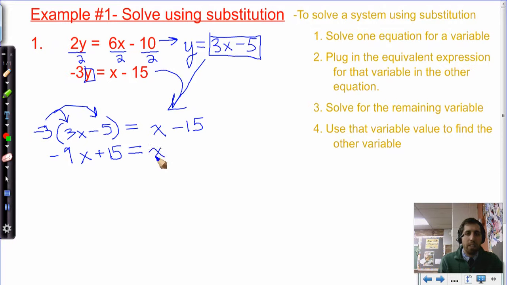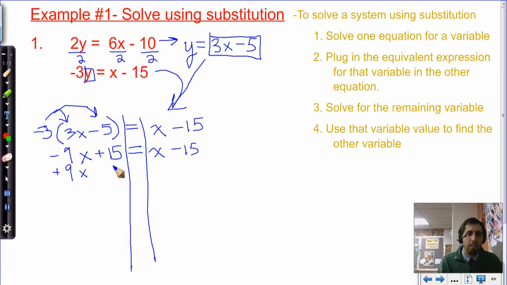We have x minus 15. I see that I have a positive x on the right and negative x's on the left, so I want to collect positive x's. That's what I usually think about. Add 9x to both sides. Let's collect the constants, the 15 units. Let's put those to the left.